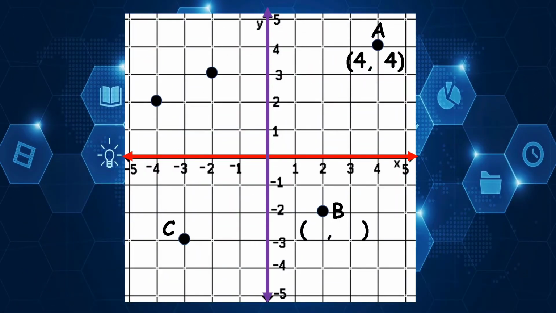Let's have the second example. Let's find the coordinate of point B. So look at your x-axis first. Point B is aligned exactly at 2. So your x-coordinate will be 2. And your y-coordinate will be -2. Thus, the coordinate of B is 2 and -2.